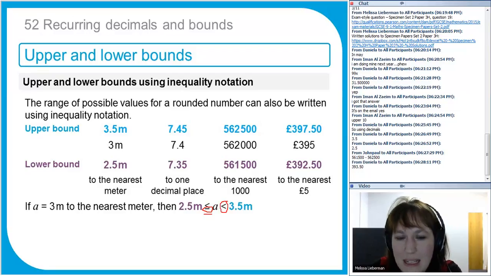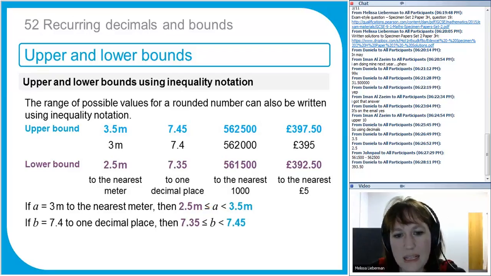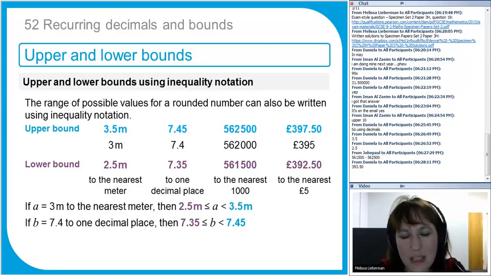It's just strictly less than 3.5 meters. And we can write all of these in the same way to say that the value lies between the two others. So if B was 7.4 to 1 decimal place, then B can lie between 7.35 and 7.45. We've met intervals like this when we did statistics and looked at class intervals, but we need to know them in the context of error intervals as well.